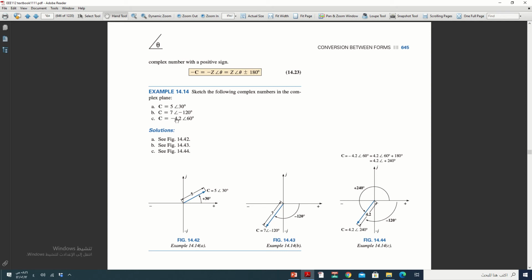What about minus 4.2 angle 60? Since we have a minus, we can say the vector is 4.2, the angle 60 plus 180 or minus 180, like here. Okay, they add 180, it becomes 4.2 angle 240. You go from 0 to 180. Or you can say 60 minus 180, it becomes minus 120, similar.